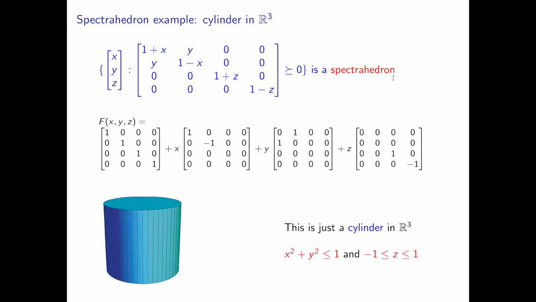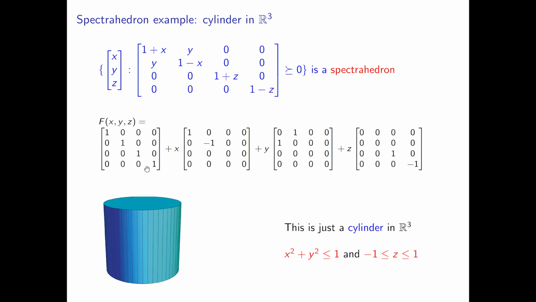A cylinder can be defined as a set in 3 dimensions, a set of all coefficients. So the z goes vertically, and x and y are in the horizontal plane. The cylinder is a set where x squared plus y squared is less than or equal to 1, this particular cylinder, and z lies between -1 and 1. These conditions can be expressed in terms of a spectrahedral kind of inequality, a linear matrix inequality.